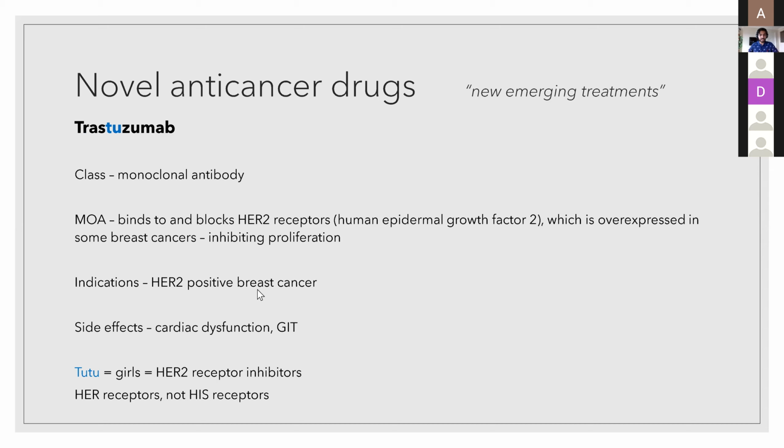It's indicated in HER2 positive breast cancer. Our side effects are cardiac dysfunction and gastrointestinal disturbances. And how do we remember it? Two girls wear tutus. So yeah, HER2 receptor inhibitors, they're her receptors, not his receptors.